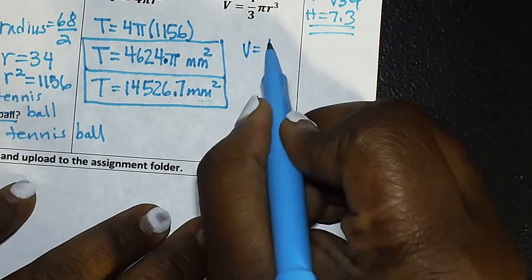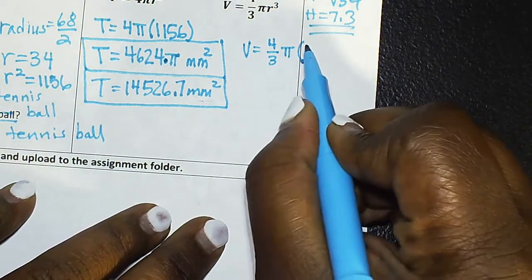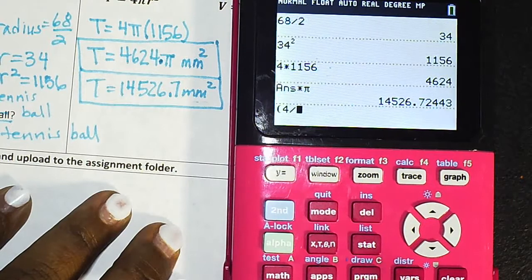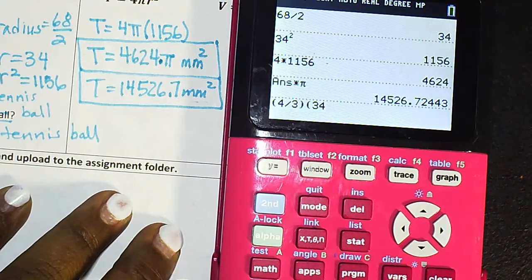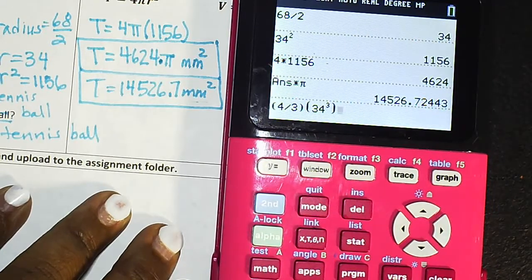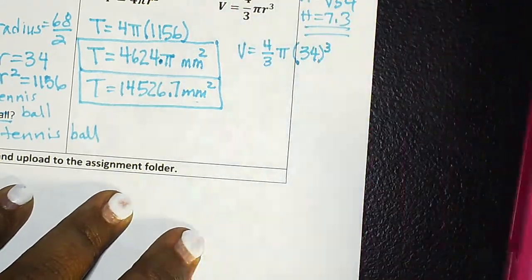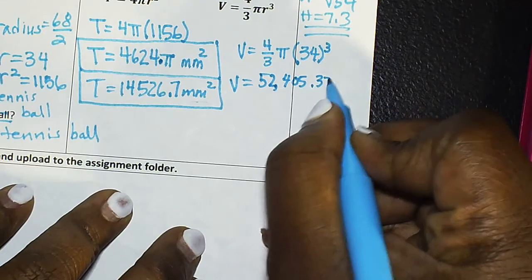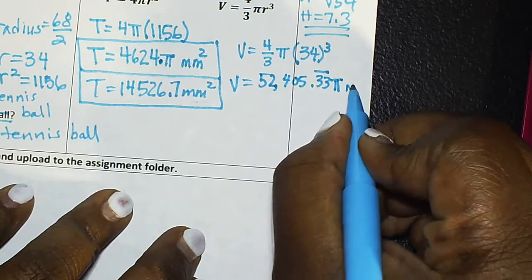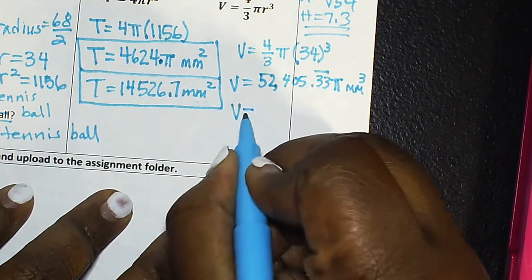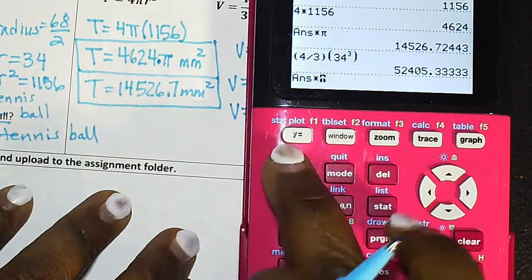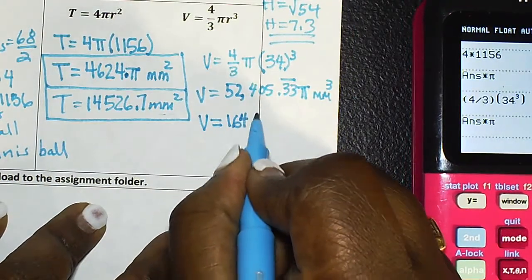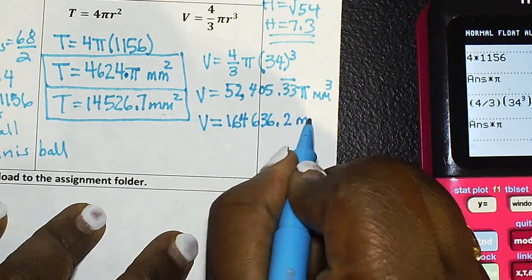My volume is going to be 4/3 pi times r cubed. That's 34 to the third power. So let's put it in our calculator. 4 divided by 3 times 34 raised to the third power. And that is 52,405.33, and it's going on forever, pi. And that's going to be millimeters cubed. Or if I multiply it out times pi, it's going to be a really huge number. It's 1,164,636.2 millimeters cubed.